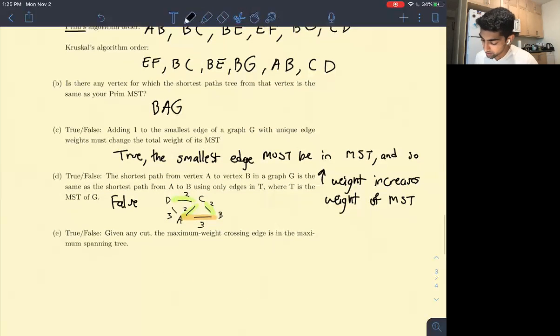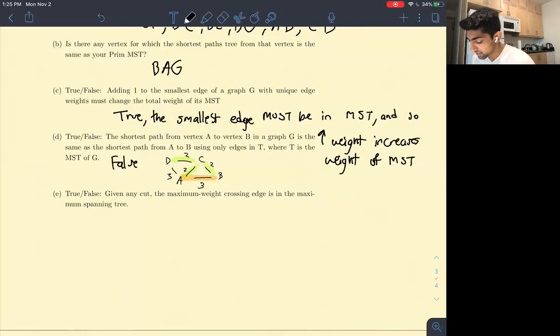Okay, the last question states: given any cut, the maximum weight crossing edge is in the maximum spanning tree. So what is the maximum spanning tree? The maximum spanning tree in any graph is a tree containing edges that maximize the total cost. A way we can create a maximum spanning tree is to just run Kruskal's. Instead of adding the smallest edge first, we add the biggest edge first. A maximum spanning tree is very similar to a minimum spanning tree; we just add bigger edges before smaller edges.